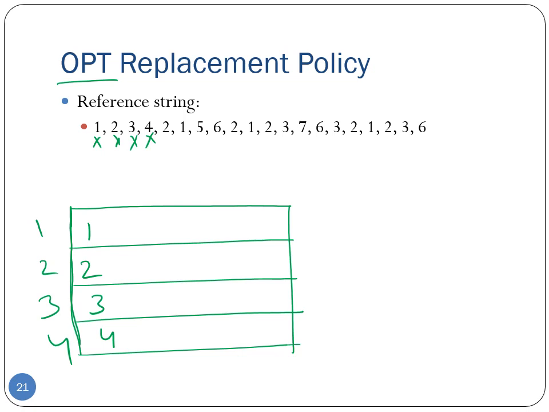Now 2 is present here in the second line, so this is going to be a hit. 1 is present in the first line, this is again a hit. 5 is not present in the cache, so this is a miss.